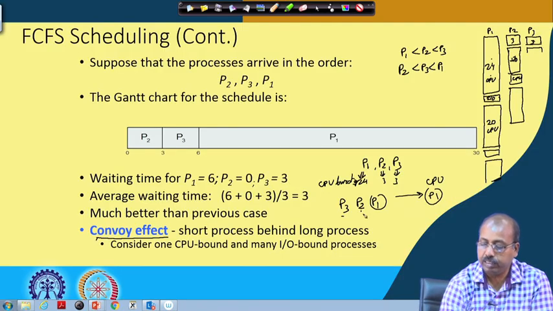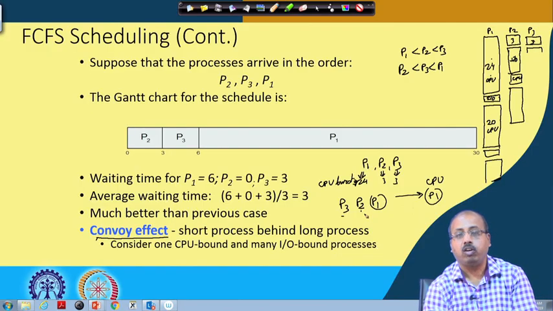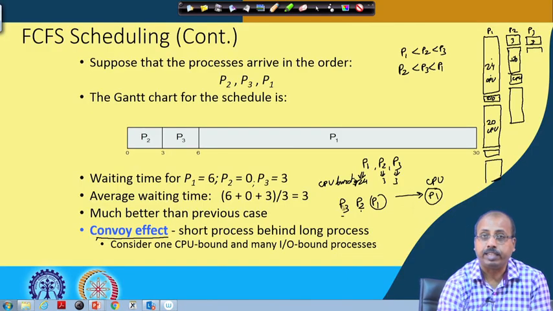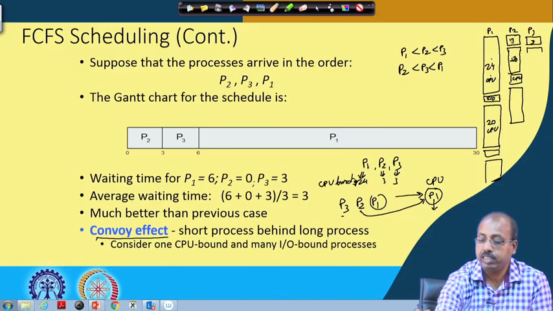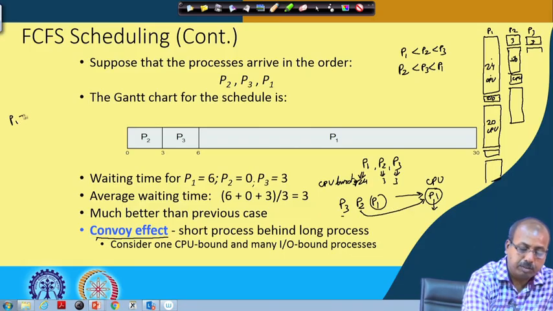Now, P2 and P3 see that there is a big job going on in the CPU. As a result, they have to wait a long time, 24 time units. Then P1 goes out of the CPU and P2 gets a chance for execution. P2 uses it for only a small amount of time and then goes to IO. So, P1 executes for 24 time units and then goes to IO, then P2 comes, executes for 3 units and goes to IO, and then P3 comes and executes for 3 units and goes to IO.